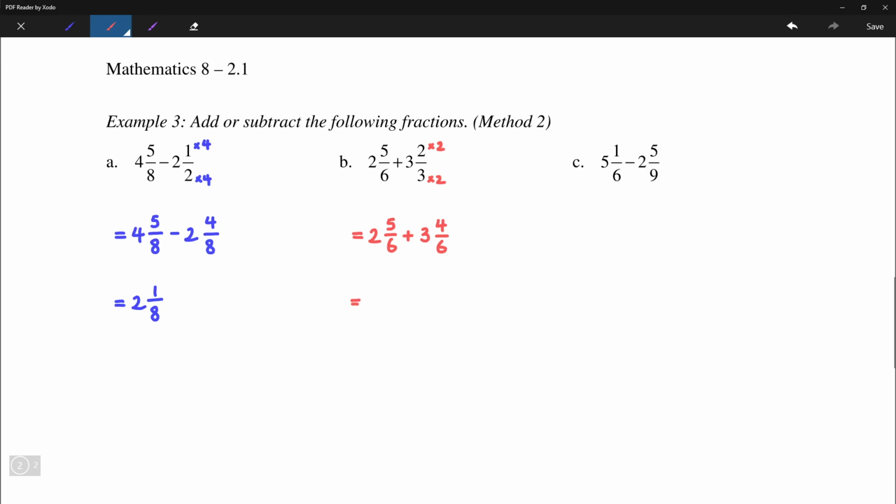So we add the whole number parts first. 2 plus 3 is 5. And the fraction parts added together gives us 9 over 6. Notice that 9 over 6 is an improper fraction. It's also reducible, so let's do that first. So we can divide both the 9 and the 6 by 3, which means the answer is equal to 5 and 3 over 2. However, 3 over 2, of course, still has the same problem of being an improper fraction.